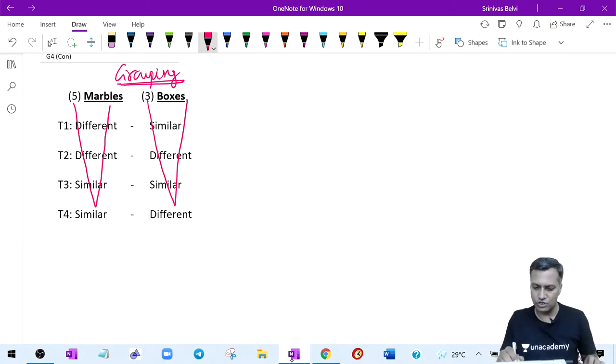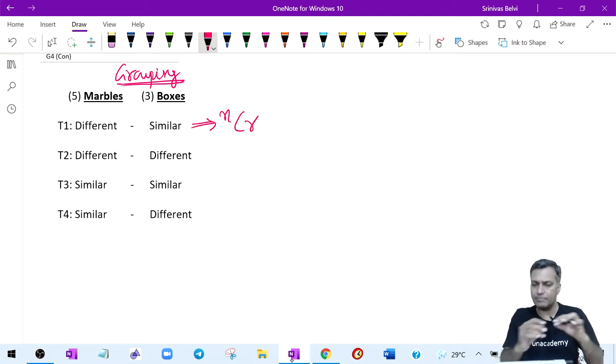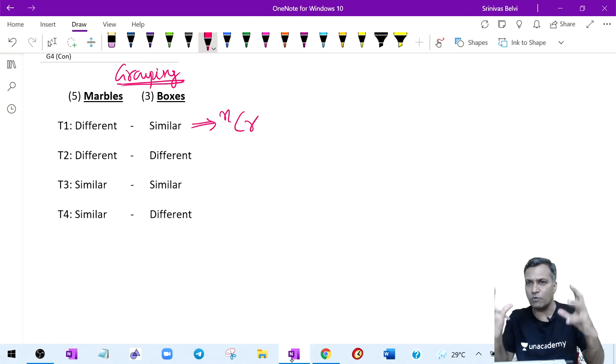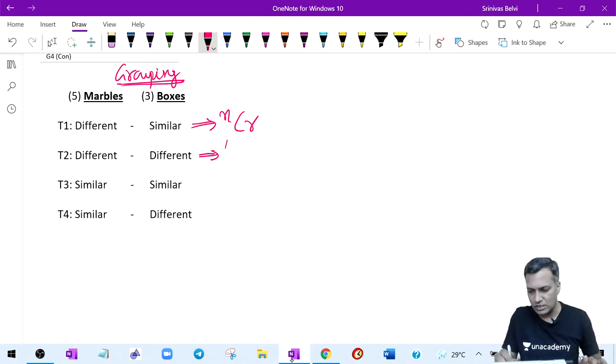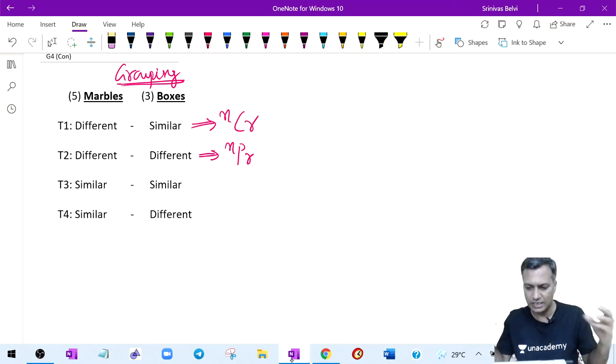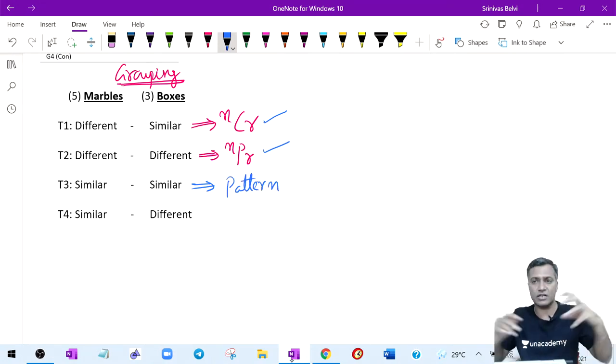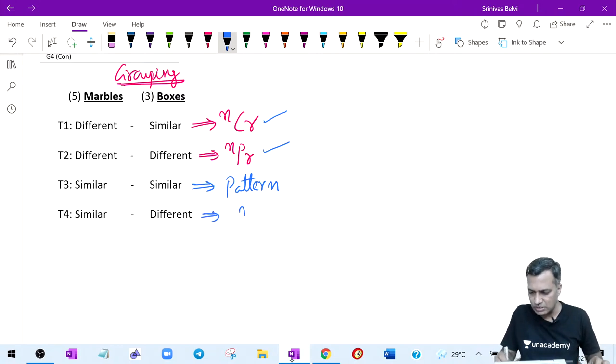There are concepts involved behind all of this. The concept behind the first one, different to similar, is NCR. The second one is built on the concept of NPR, or vaguely so. Will it be exactly NCR? I'm not talking about that. It is built on that concept, of course with certain conditions. NCR is the concept here, NPR is the concept here. For the next one, it has to be done a little more manually. Pattern is the concept. I cannot really use NCR or NPR for this. Here we use the concept of N factorial divided by P factorial, Q factorial.